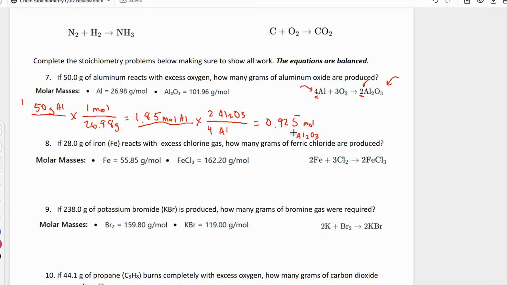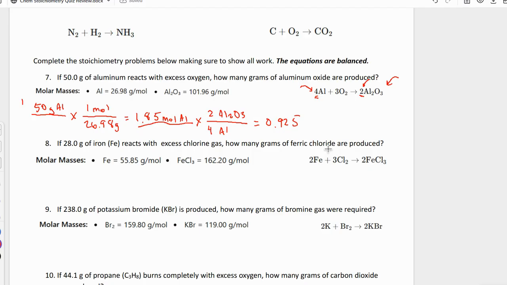So this gave us how many moles of aluminum oxide. So we got 0.925 moles of aluminum oxide. I got to make a little space, so just trust me. That's 0.925 moles of aluminum oxide. And now we got to turn this back into grams. So let me get my little pen, make sure I'm holding it correctly. Oh, I got eraser. Let's get rid of the eraser, go back to drawing.